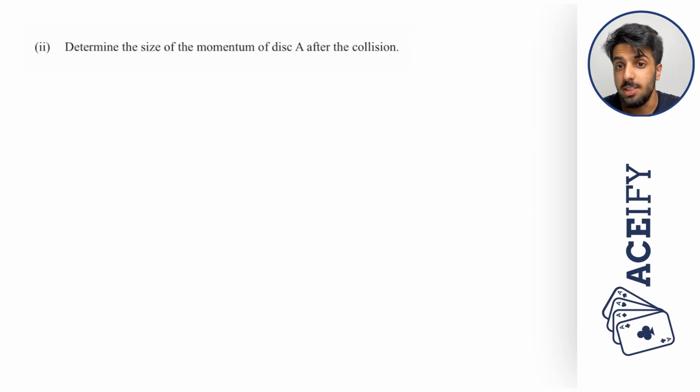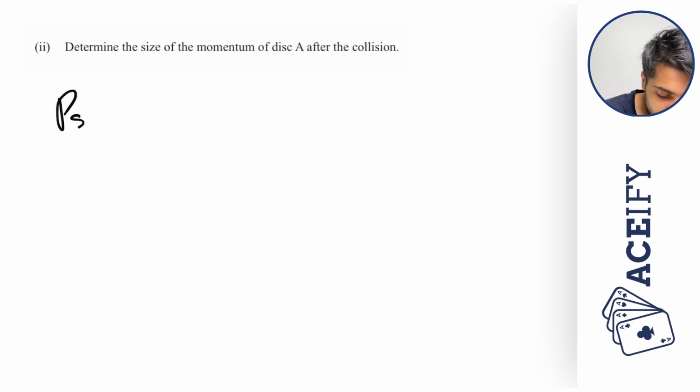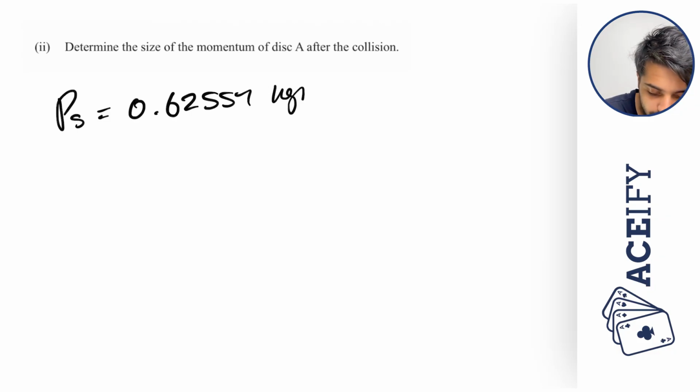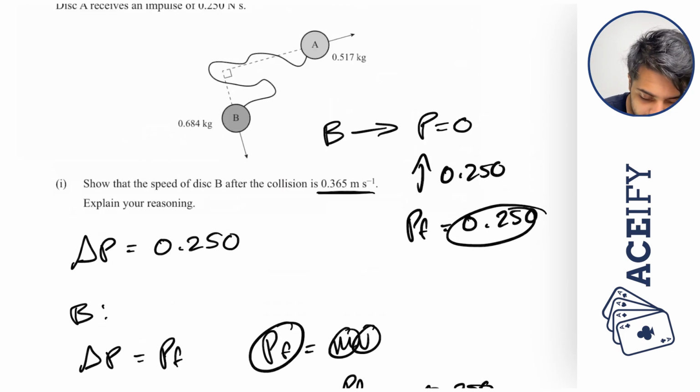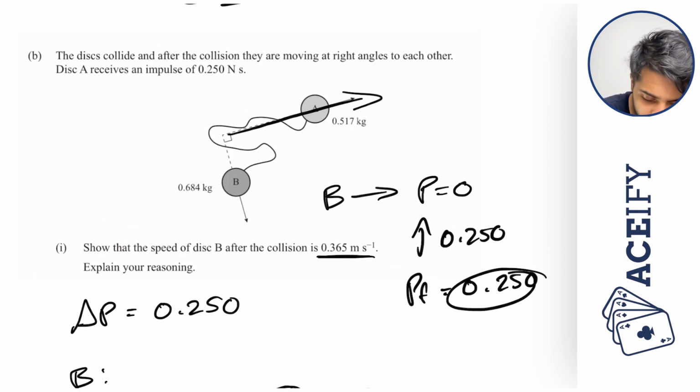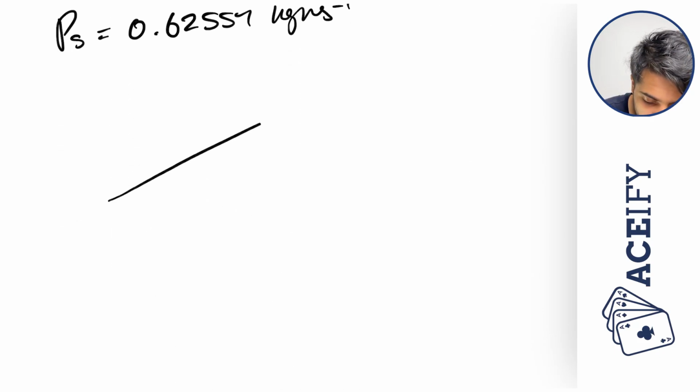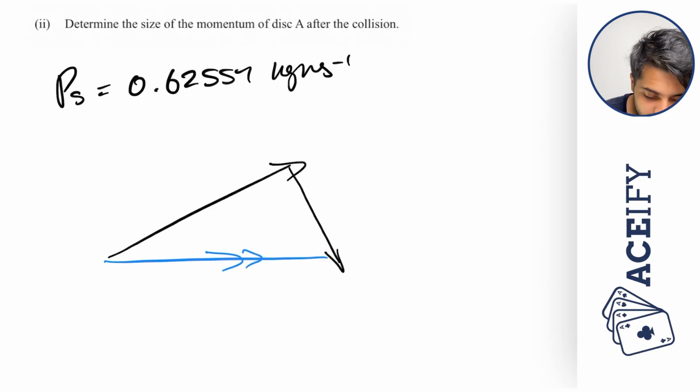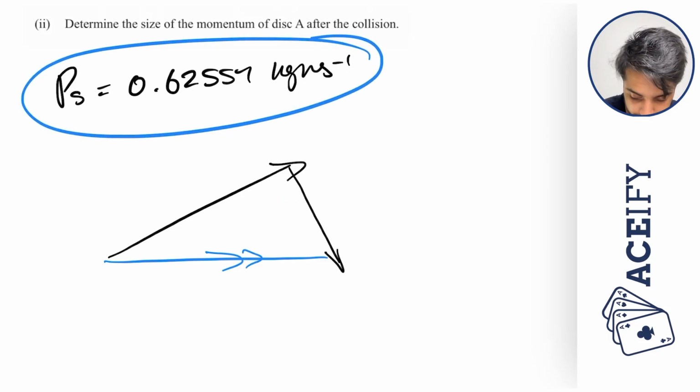Determine the size of the momentum of disk A after the collision. Okay, so we know from previous questions, I think it was part A, that the momentum of the system is equal to 0.62557 kg meters per second, right? As we know, momentum is a vector, so in order to find the momentum of disk A, we need to draw our vector diagram. So as seen in previous questions, we know that A kind of moves off in this direction here, and B kind of moves off slightly downwards. So we can draw A like so, and B comes down like this, and therefore we can see that the resultant is like so.